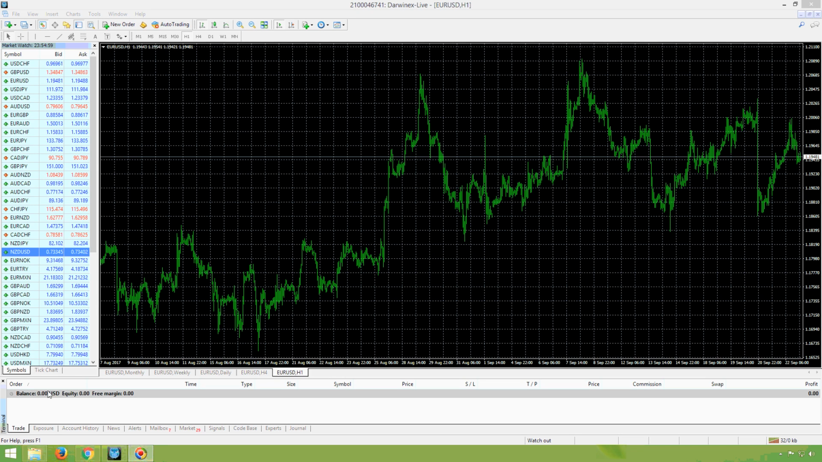Let's assume we deposit $1,000 in this trading account. By the time that we do that, the balance will be $1,000, equity $1,000, and the free margin $1,000. What is the free margin? The free margin, or the margin in the trading account, represents collateral that the broker requires.